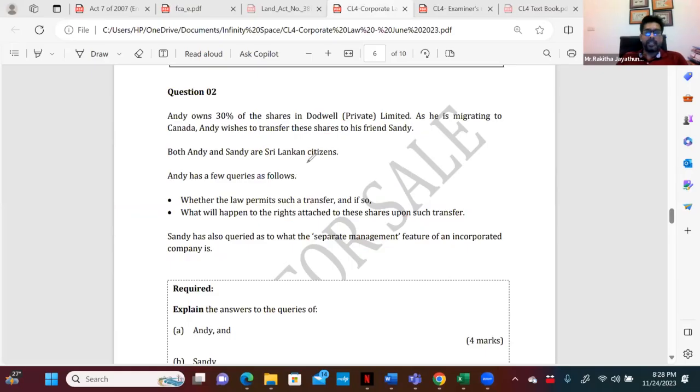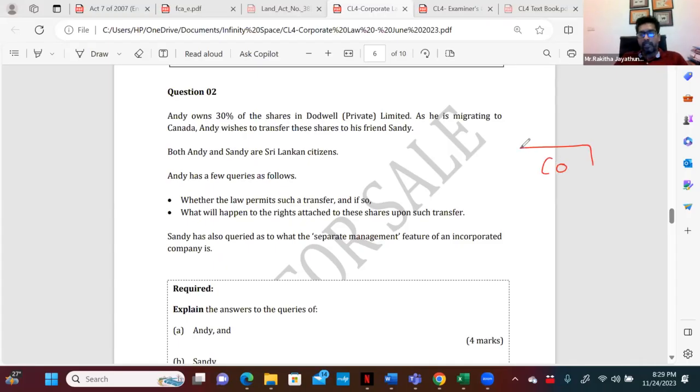A lot of students have thought this is separate legal personality. Now I can see a student has said owners of a company are separated from its management. Okay. Then directors are apart from shareholders. Yes, I can take these answers. But some students have said this is separate legal personality, which is not correct.